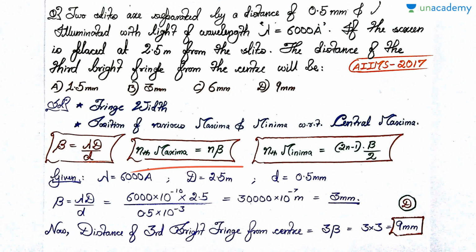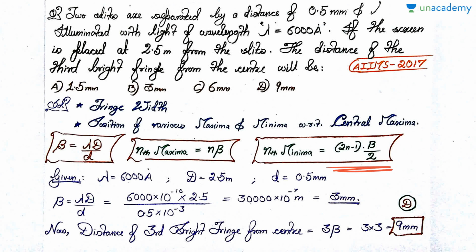The maxima that comes after the central maxima is first maxima, second maxima, and so on. So nth maxima is at a distance of n beta from the center, and nth minima is at a distance of (2n minus 1) beta by 2. These are things that you need to remember. If you know these formulas, then it's just a simple formula substitution. You know lambda, you know capital D, you know small d. Just find beta, that is your first step. And once you find beta, then the distance of the third bright fringe is very simple. You substitute into this formula.